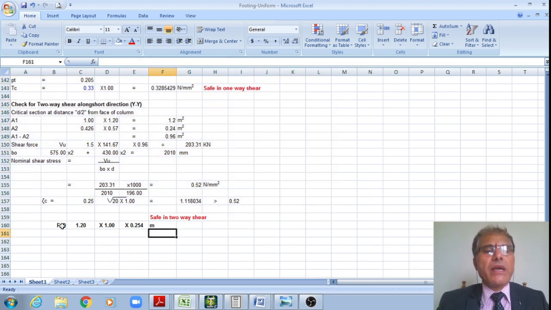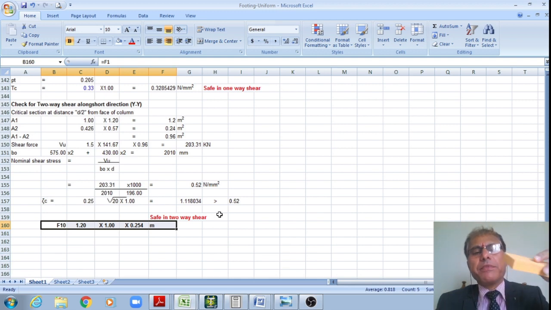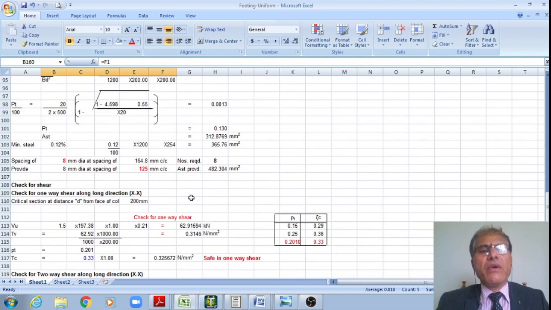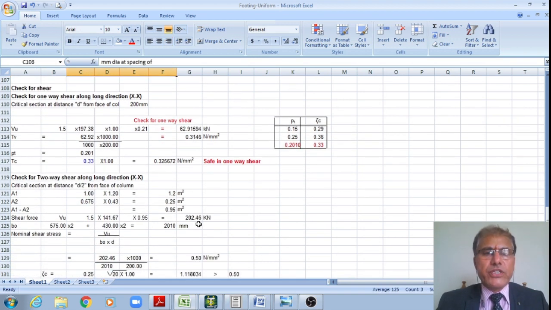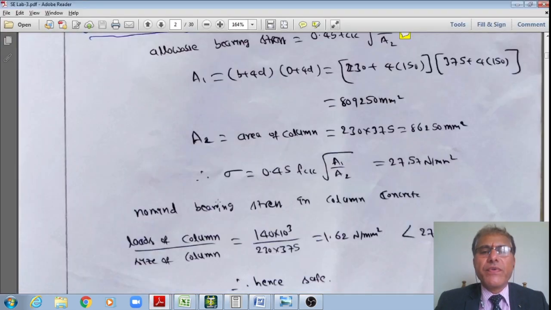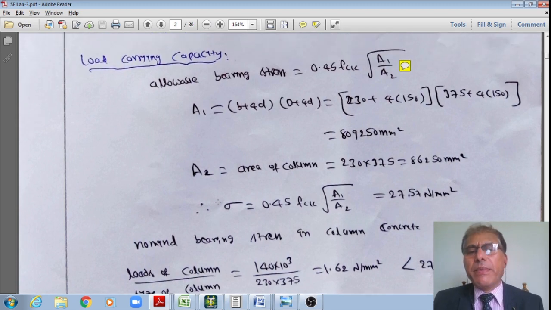Therefore these are my final dimensions. Provide 1.2 meter by 1 meter with 254 mm overall depth, with steel of 8 mm dia at 125 mm in both directions. That is how the design of the footing subjected to biaxial bending is done, students. However, I have not calculated using manual calculation for biaxial bending. Therefore I have now calculated for biaxial bending.